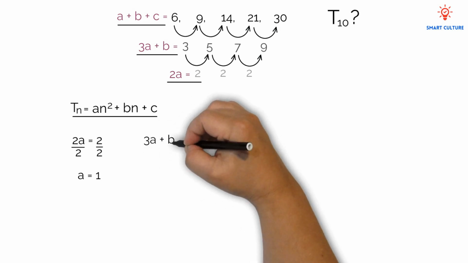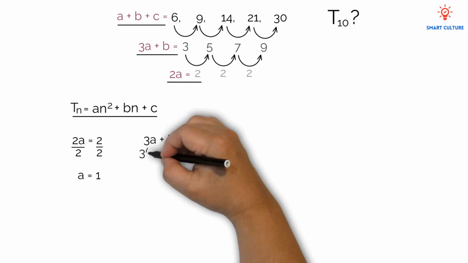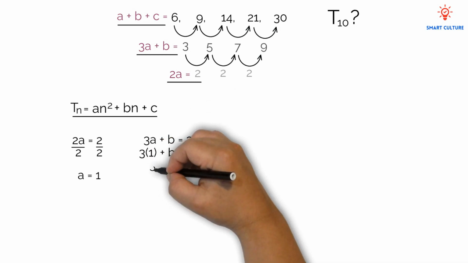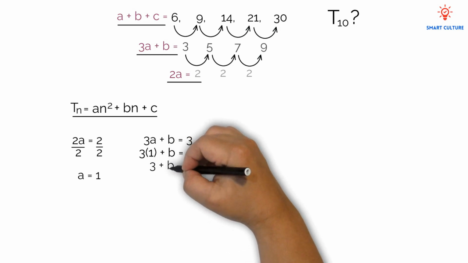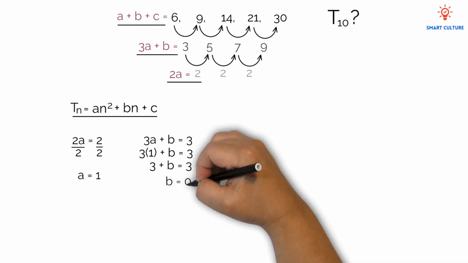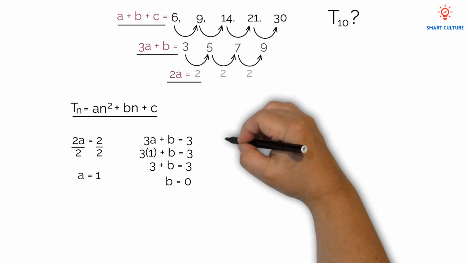Let's take a look at the line of first differences. 3a plus b is equal to 3. Now we know that a is equal to 1, so we can sub this in. Then we have 3 times 1 plus b is equal to 3. If you take over the 3 to the other side, it will become a negative 3, so b has a value of 0.